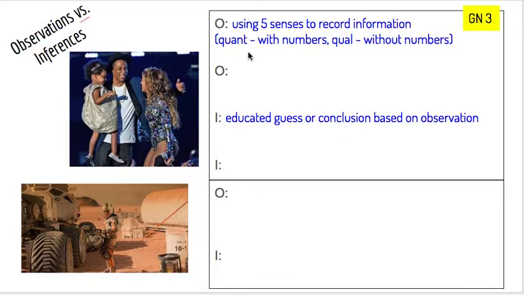Educated guesses or conclusions based on observation may or may not be true. Same thing for the bottom picture. We might assume that it's from The Martian, but we don't know for sure. Okay, let's move on.